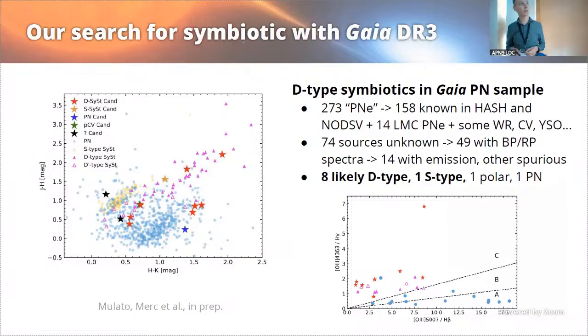49 have BP/RP spectra available, and only 14 out of that show emission. The others are trash. And out of these 14 planetary nebulae in Gaia DR3, we observed all but 3, I think, at this point. And we found out that 8 are likely new D-type symbiotic systems. 1 is a nice S-type symbiotic star, 1 probably a polar, and 1 is a PN.